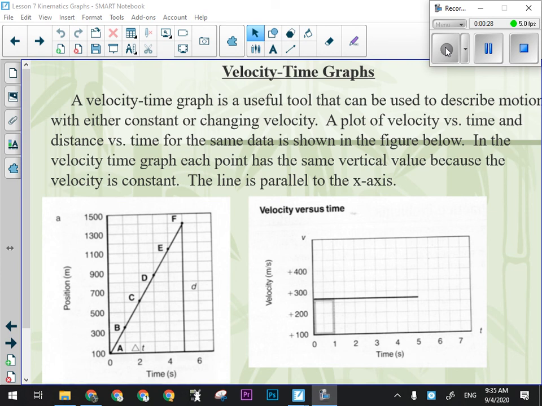Okay. So our first comparison here is going to be of two graphs. One of them is a position versus time graph. The other is a velocity versus time graph. Okay. Now, what are these two graphs showing? So this is a position versus time graph here on the left. Okay. We've got a diagonal line that is increasing over time. What is that showing us from yesterday?